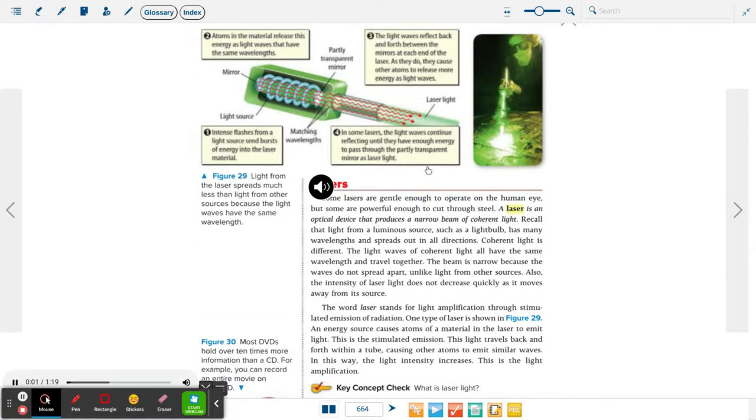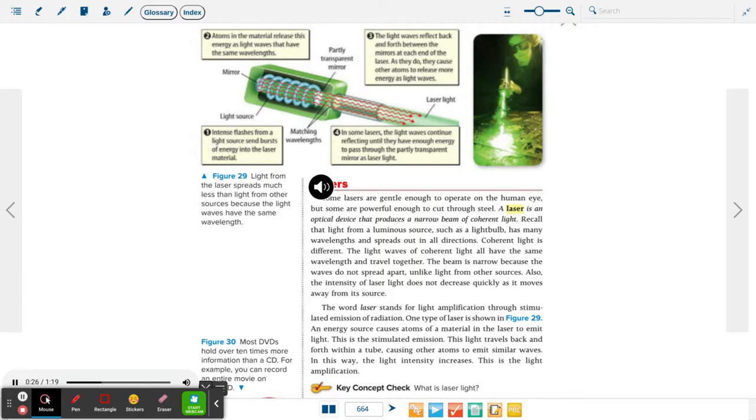Lasers. Some lasers are gentle enough to operate on the human eye, but some are powerful enough to cut through steel. A laser is an optical device that produces a narrow beam of coherent light. Recall that light from a luminous source, such as a light bulb, has many wavelengths and spreads out in all directions. Coherent light is different.